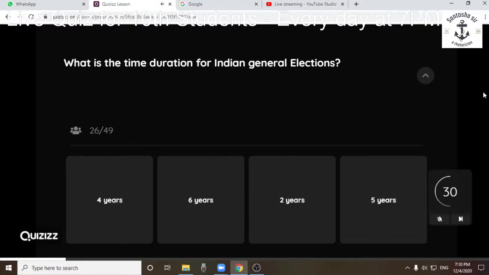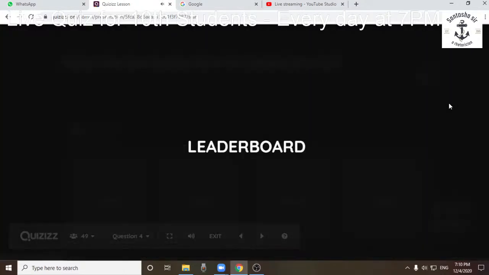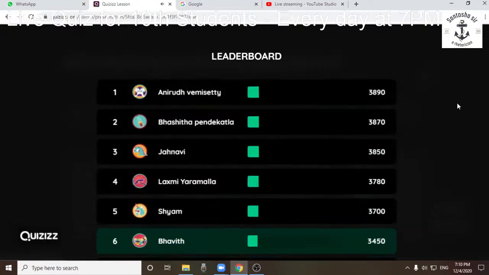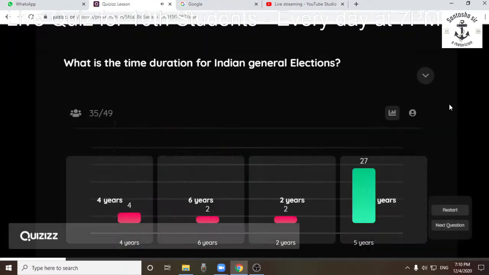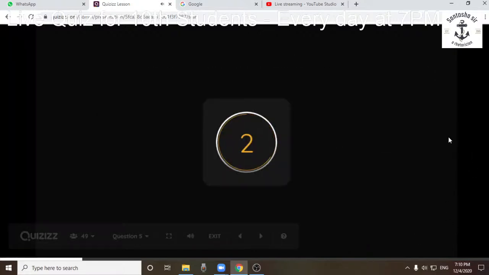What is the time duration for Indian general elections? 31 members answered. You have 10 seconds more. 3, 2, 1, 0. Time's up. 35 members answered. And we have the scores here. Anirudh is still top, followed by Bashita, Jahnavi, Lakshmi. 27 members answered this question right. Moving on to the next question. Question number 5.